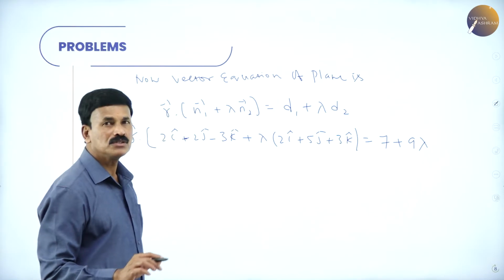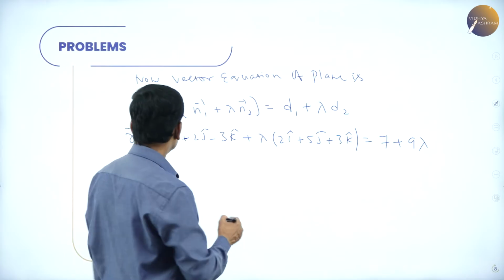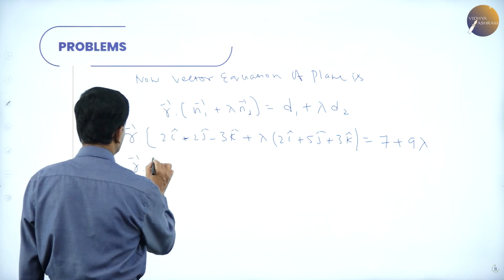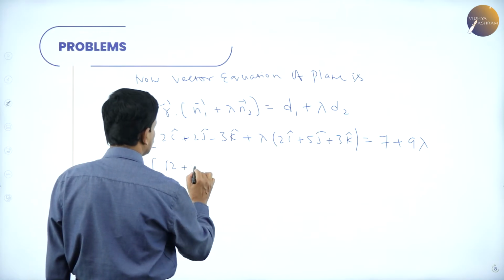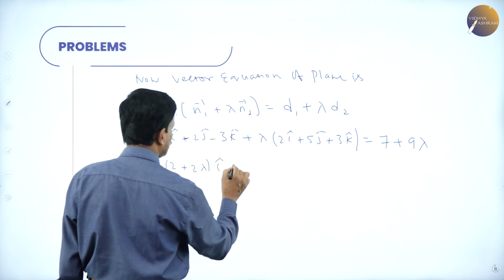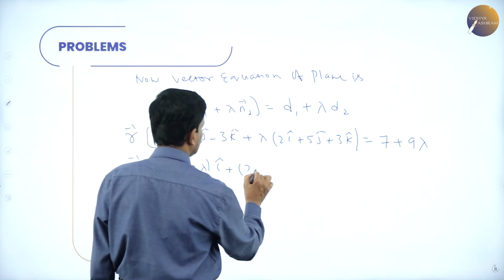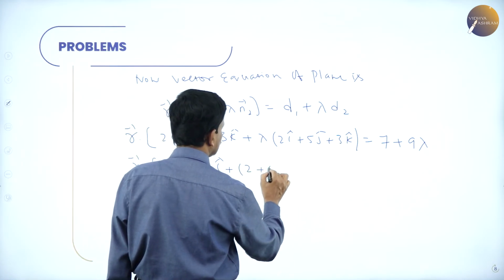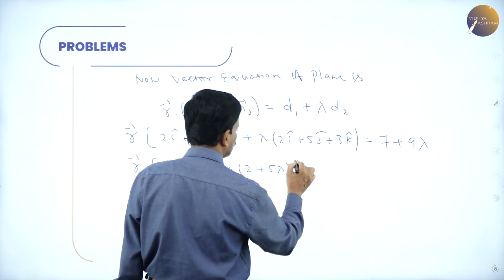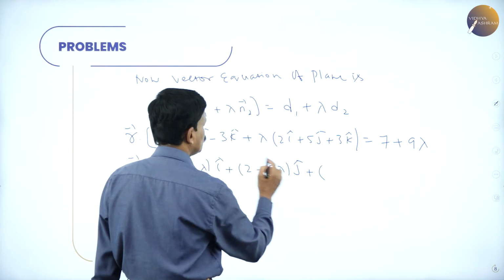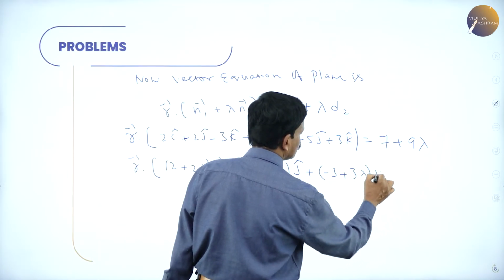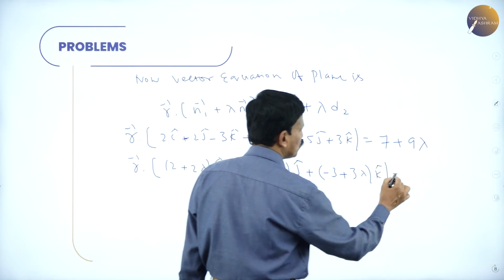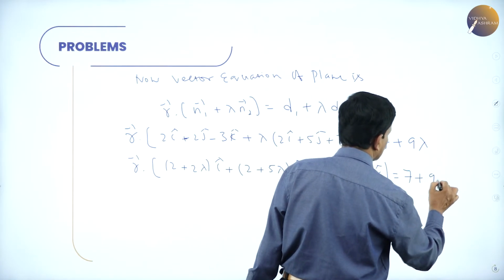That's it. Now, let us add this. Adding, what we will get? r dot 2 plus coefficient of i is 2 times lambda into i, plus coefficient of j is 2 plus 5 times lambda into j, plus coefficient of k is minus 3 plus 3 times lambda into k cap is equal to 7 plus 9 lambda.